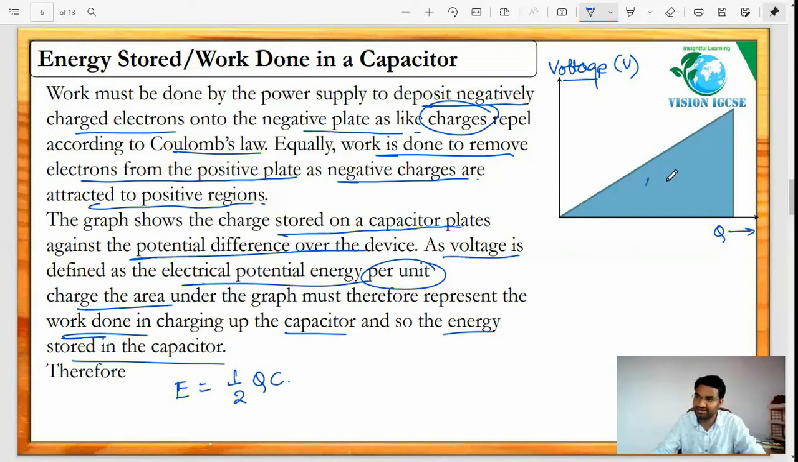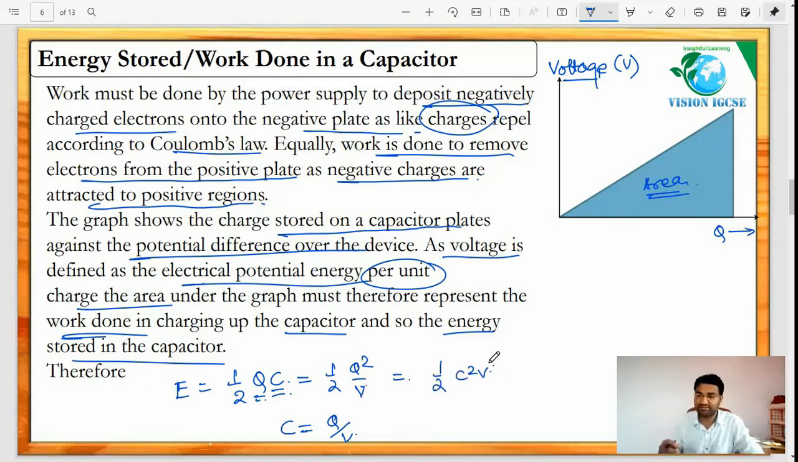Okay, so the area of the triangle is 1/2 Q times V, the energy stored in the capacitor, and we have C equal to Q over V, right? So we'll use this formula to modify the energy equation. Look here: if you put in C, you will get 1/2 Q squared over C, right? And if you put Q as CV, you will get 1/2 C V squared.